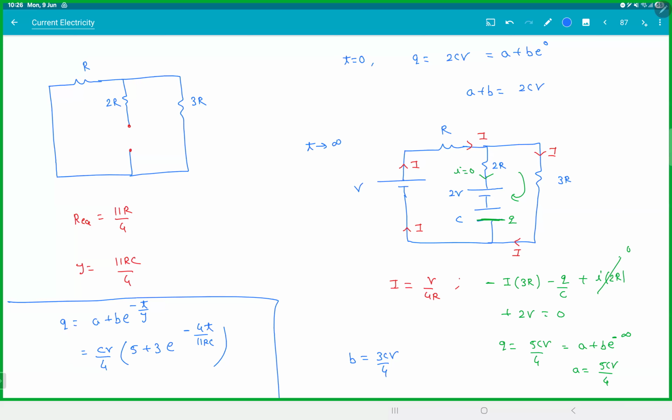Steps clear, everyone? There is no need to integrate, nothing, you'll get the answer. Any confusion? There are 3 steps: time constant, initial value, final value. For the final value, what do you do? Across the capacitor there will be no current. You know how to do steady state circuits. Any doubts on this?